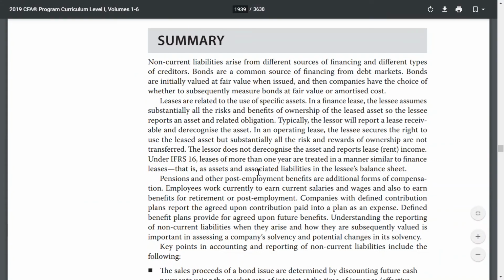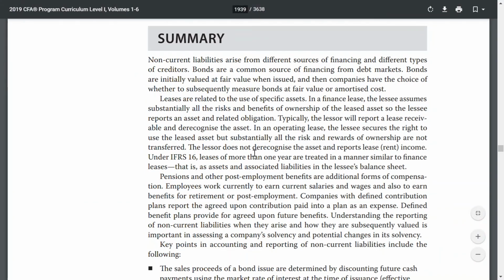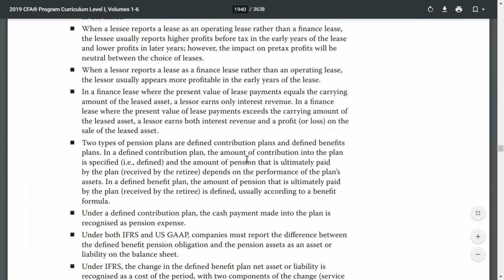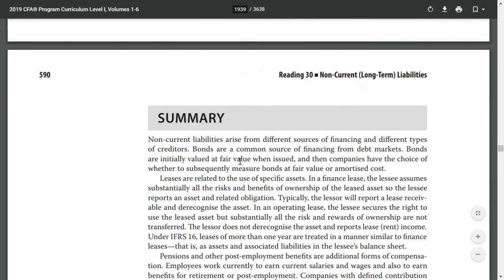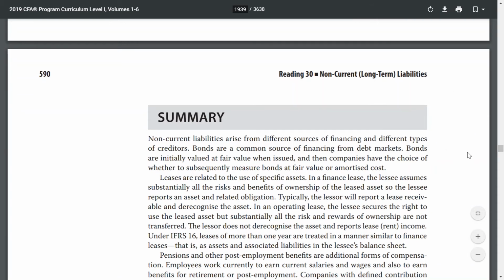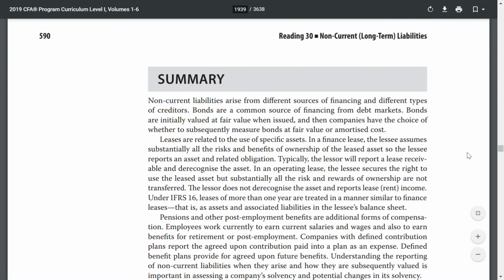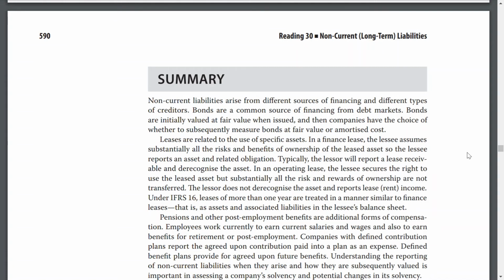Summary. Non-current liabilities arise from different sources of financing and different types of creditors. Bonds are a common source of financing from debt markets. Bonds are initially valued at fair value when issued. Companies then have the choice of whether to subsequently measure bonds at fair value or amortized cost.